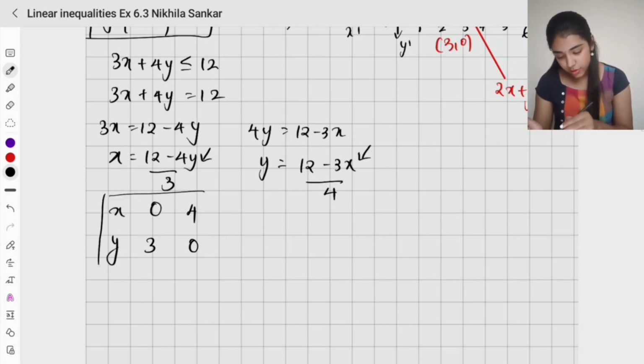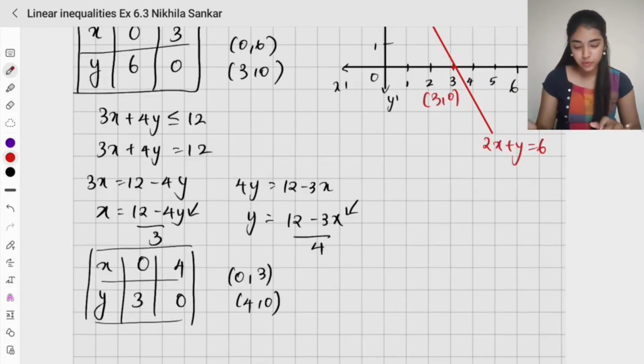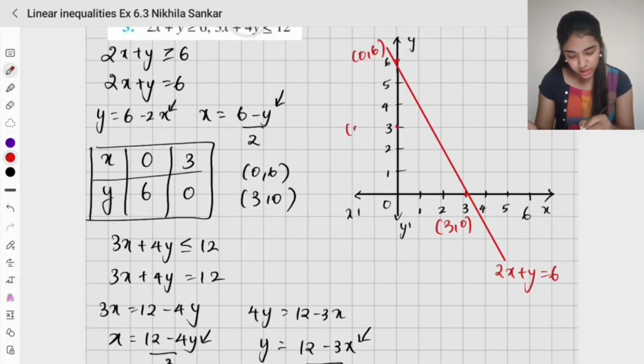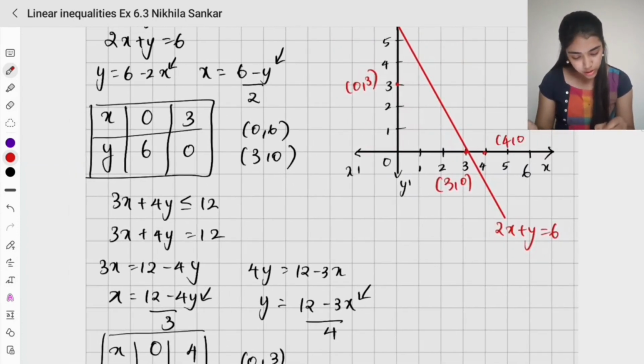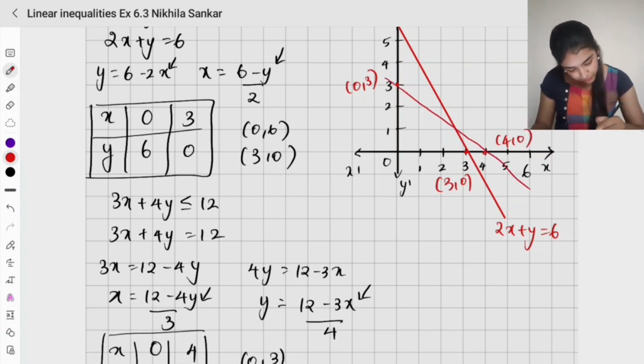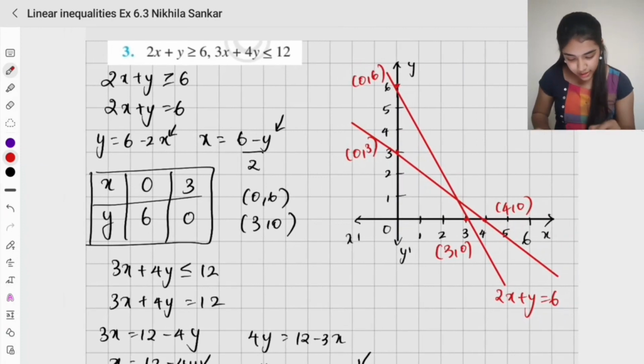So what is the solution set going to be? 0, 3 and 4, 0. Now if we plot this on the graph, there is 0, 3. So this point is 0, 3 and the other point is 4, 0. So I'm going to join this line. So I'll have this, this is the graph. So what equation is this? This is the equation 3x plus 4y equals 12. Now where is the graph going to be?